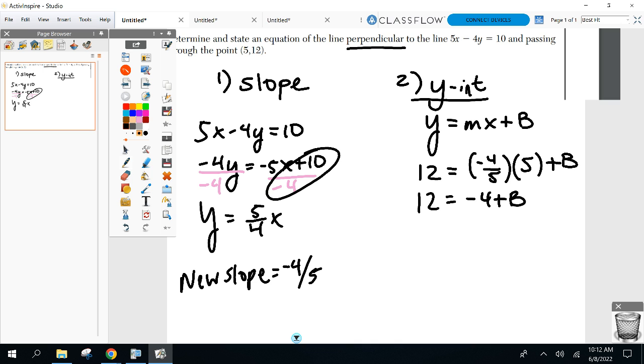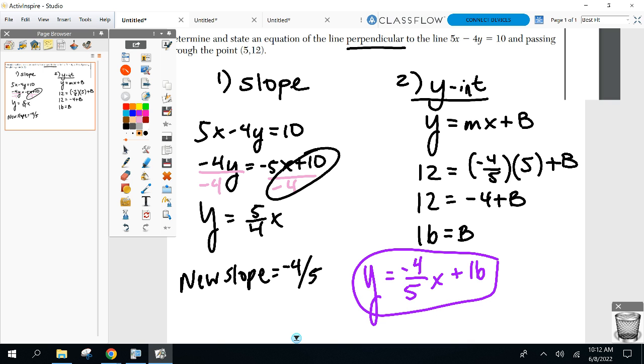Add the 4 over when you're done. We should get 16 as our y-intercept. And now all you have to do to get full credit here is put the two together: y equals negative 4/5 x plus 16.